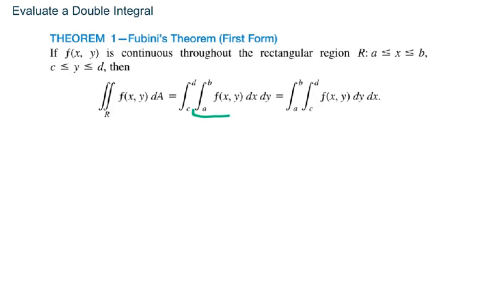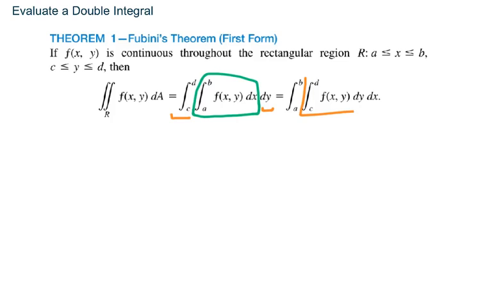So we can say the integral from A to B, and then we have this outer region. When we talk about y, we use C and D to represent that range. So in this first situation, we would integrate with respect to x first, evaluate it along the x bounds of my rectangular region, then we would integrate with respect to y. Doesn't mean we have to do it that way.